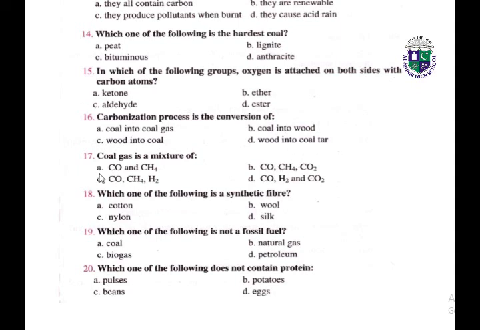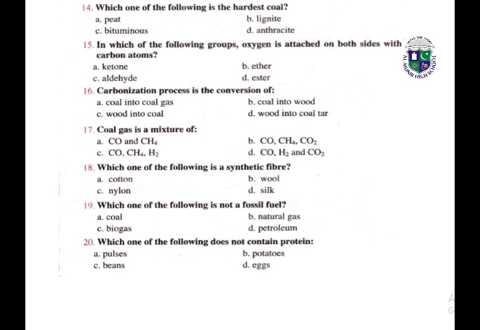Number 17, coal gas is a mixture of, correct answer is C. Number 18, which one of the following is a synthetic fiber? Correct answer is C, nylon. Which one of the following is not a fossil fuel? Correct answer is biogas. And which one of the following does not contain protein? Correct answer is potatoes. Next we have the short and long questions.